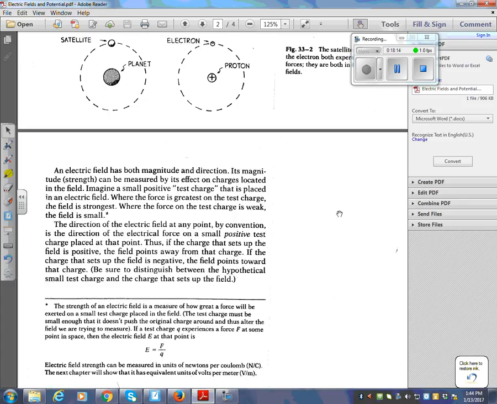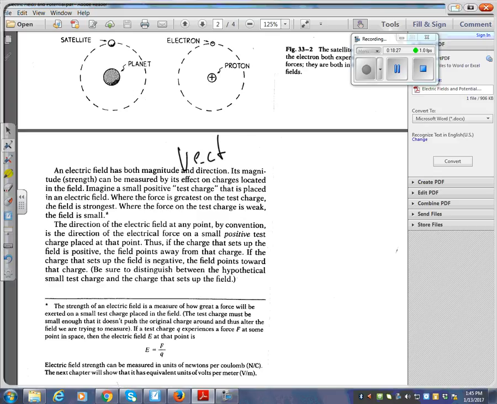Now, an electric field has both magnitude and direction. It is a vector quantity, right? Its magnitude or strength can be measured by its effect on charges located in the field. Imagine a small positive test charge that is placed in an electric field. Where the force is greatest on the test charge, the field is strongest. Well, of course. Where the force on the test charge is weak, the field is small.